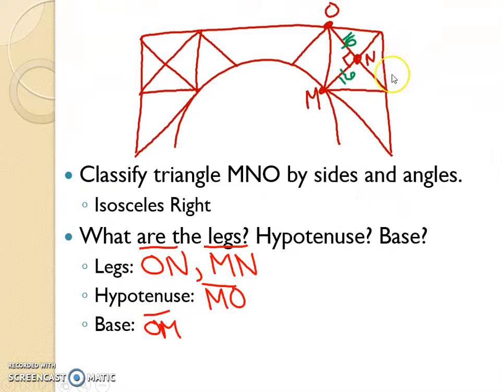So you have a weird picture here. We're going to classify triangle NMO. You see this little triangle right there by sides and angles. I know it's hard to see, but this side is 16, this side is 16. When you have two congruent sides and a right angle in the middle, we call this an isosceles right triangle. And then where are the legs? So sides ON and MN, those are your legs. The hypotenuse is right across from 90, which is MO. And the base is also OM. So here the hypotenuse and base are actually the same.